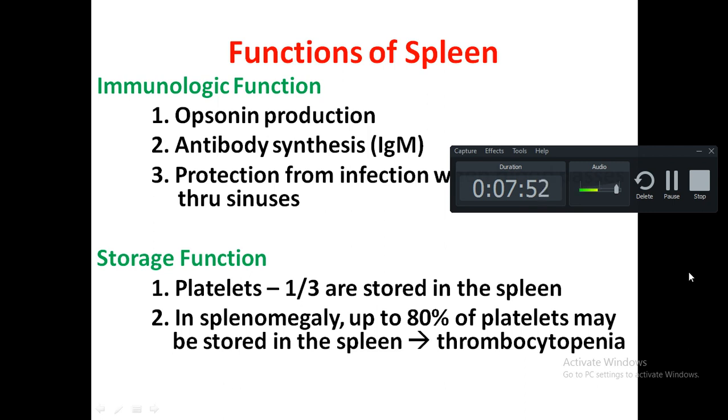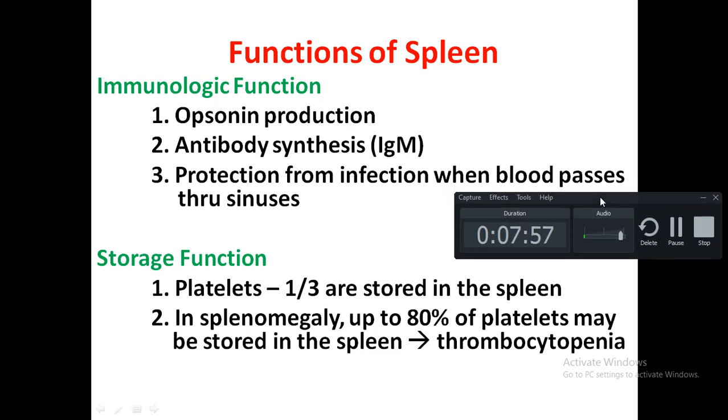So the functions of the spleen, number one, are the immunological functions, that is opsonin production. Now opson in ancient Greek refers to a delicious side dish of any meal. From this opsonin is derived, which is any molecule that enhances phagocytosis by making the antigen more susceptible for an immune response. So we will learn more about this in our blood lectures.